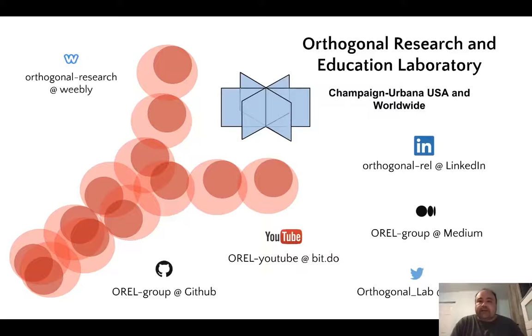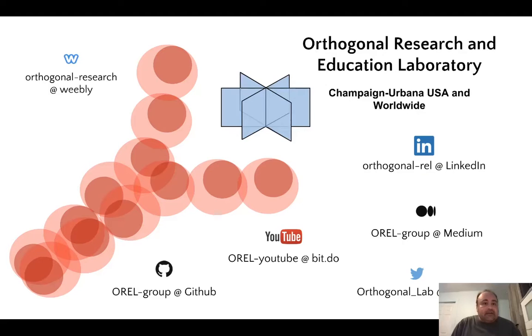My name is Dr. Bradley Alisea, and I am the principal investigator and head scientist at the Orthogonal Research and Education Laboratory. We're located in Champaign-Urbana in Illinois, that's south of Chicago, but we operate worldwide, as you'll see in the talk.